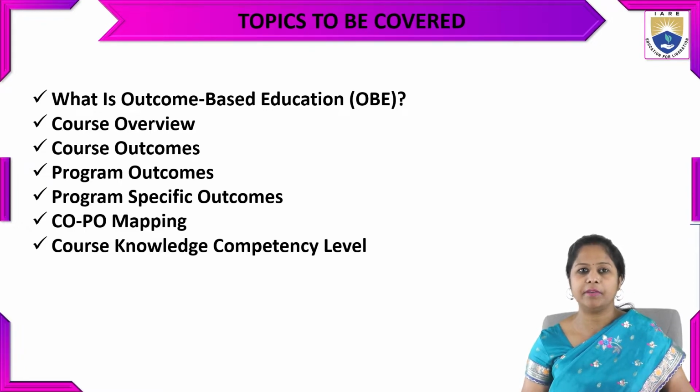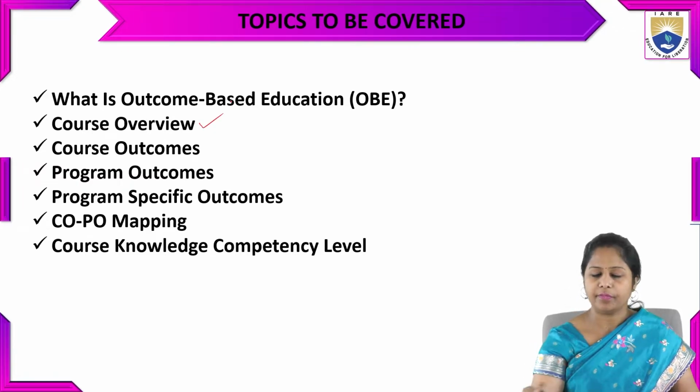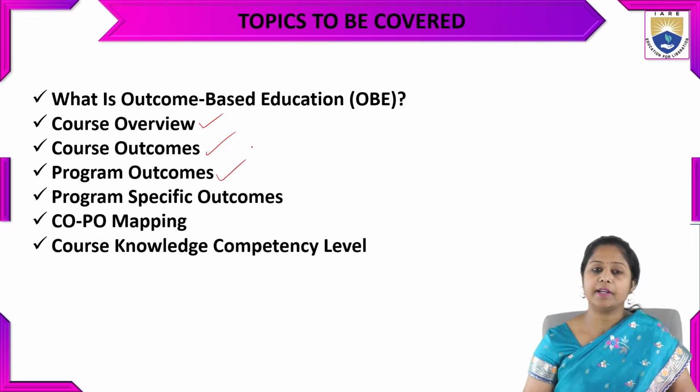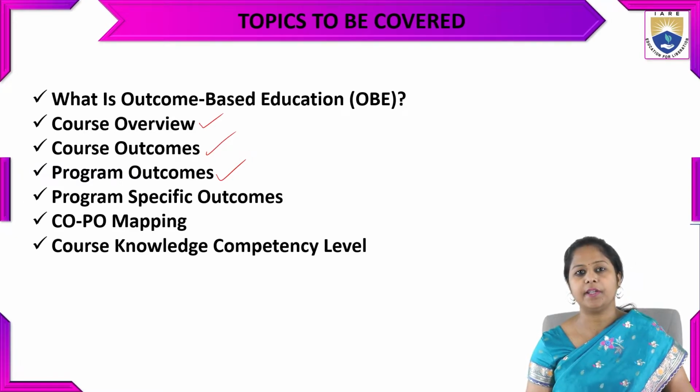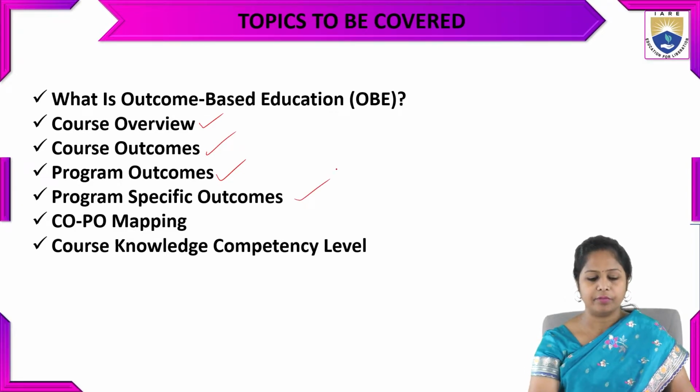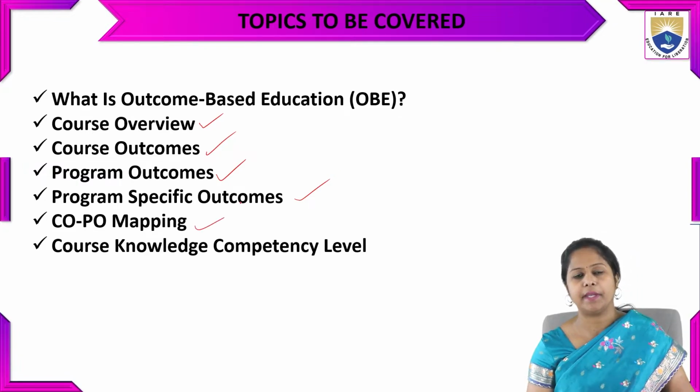What is basically OBE? Why is OBE needed for our course DWDM? What is the course overview of our course? What are the outcomes we will have when we complete this course? After that, what are the program outcomes of BTech Information Technology? What are the PSOs here? What are the CO and PO mappings in our subject? And what about the course knowledge competency level?